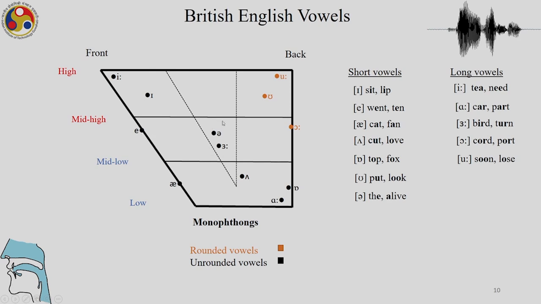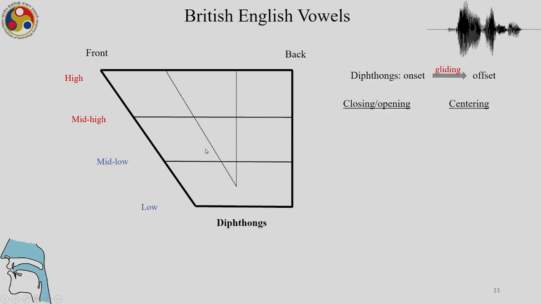And then we have the central vowels, and then these round vowels, and then the back lower vowels, which are the ones pronounced here as in top, and this one in car. So let's have a look at the diphthongs. What are diphthongs? Diphthongs are nothing but movements from one place towards another place in the vowel space. As a result, we have all these diphthongs in the British system.